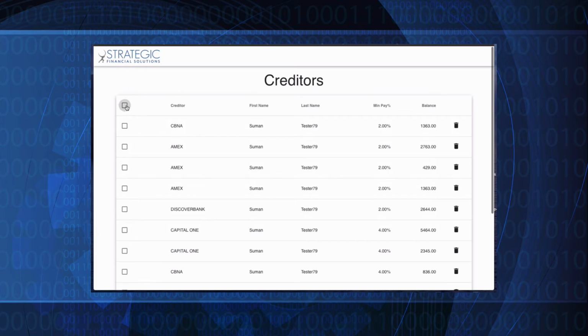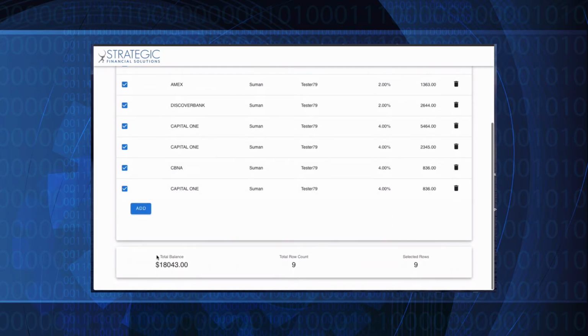Now let's go on and check out the select all, deselect all. From up here, we can select all and deselect all. When we select all, we will notice that the total balance down here does reflect all of the balances in the data grid. You can see over here the selected rows are reflected in that too.